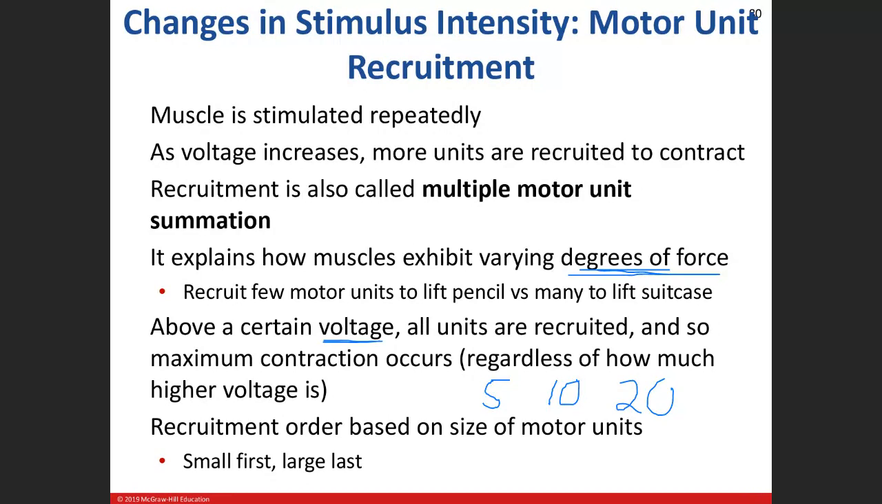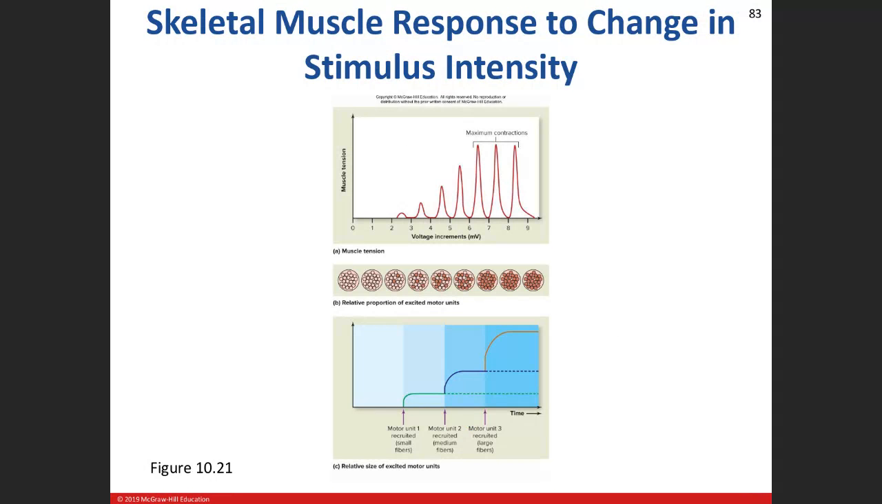Okay? And that's what this graph here shows. This graph shows what happens when we start to increase our voltage. So we're starting off with about 2.2 volts. We get a little bit of muscle tension. Now we go to 3.4 volts. Bam! Now we're getting more muscle tension because we are recruiting.